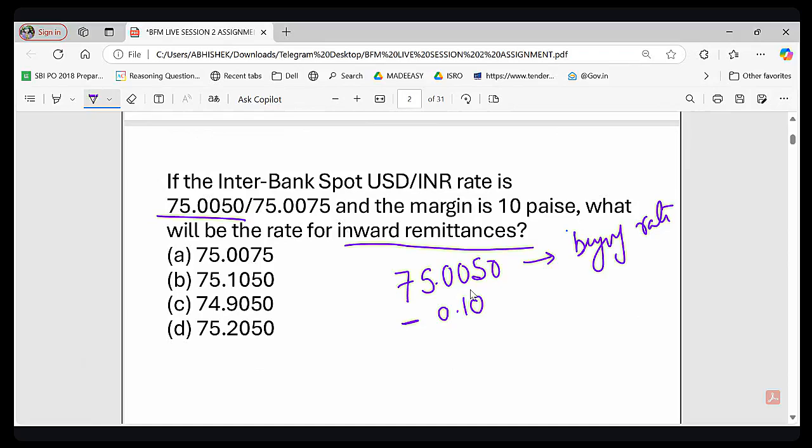Now take a moment to calculate this and drop your final answer in the chat box. Tell me, what is the final answer you are getting after this calculation? Please type in the chat box. Just do the calculation and tell me which option you think is correct. The four options have been provided to you.